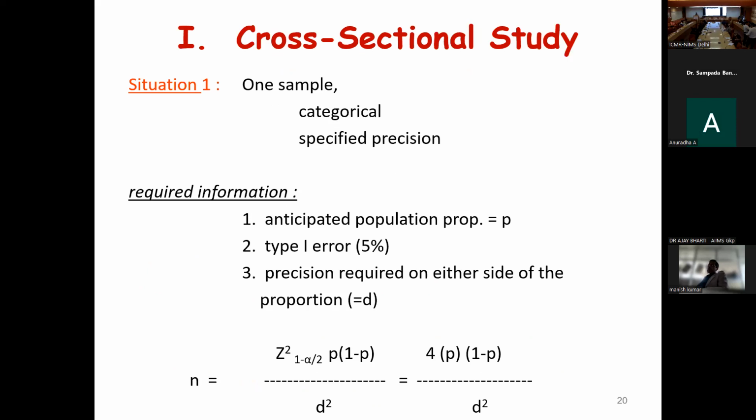Next, please. Now you can see, you can take examples. Say, for example, a cross-sectional study. So there will be some formula, 4PQ upon D square. 4PQ upon D square is applicable only for prevalence and diagnostic test studies. Nothing else, nowhere else. Right? So P is anticipated. Go to next, please.